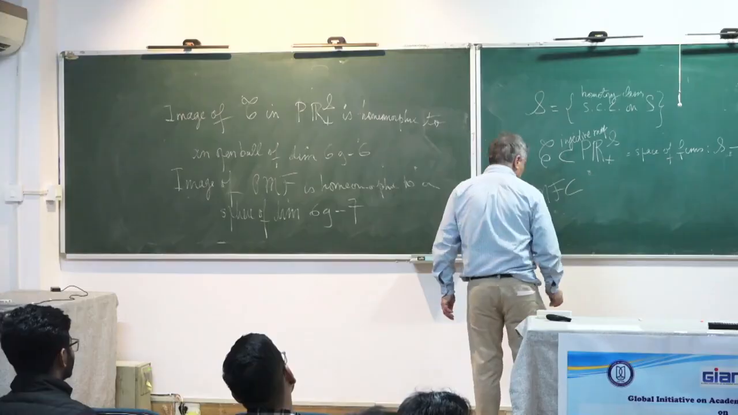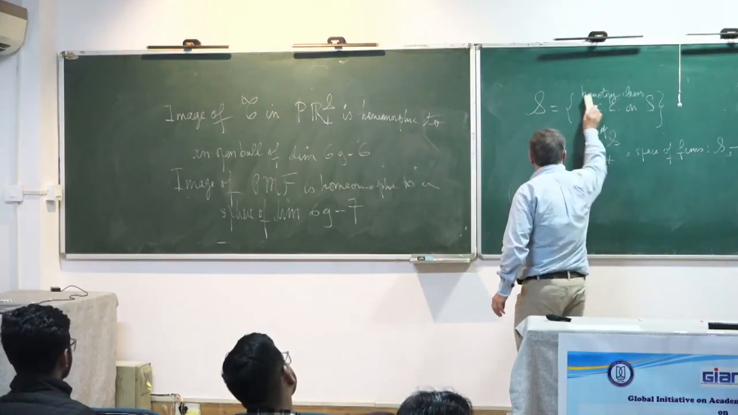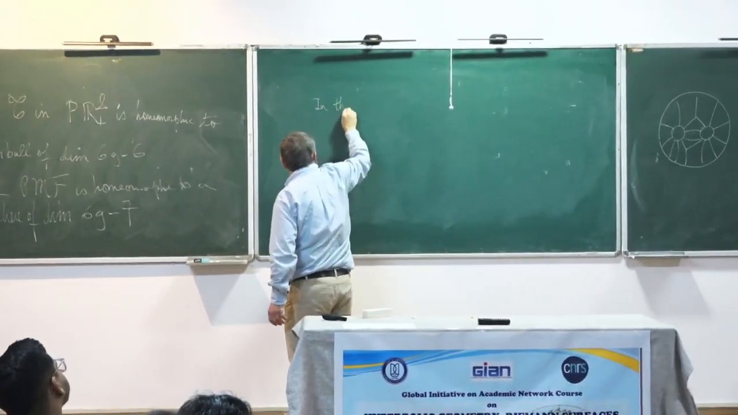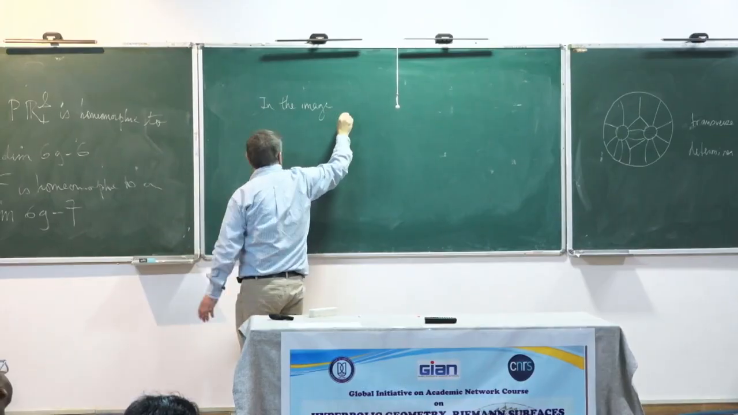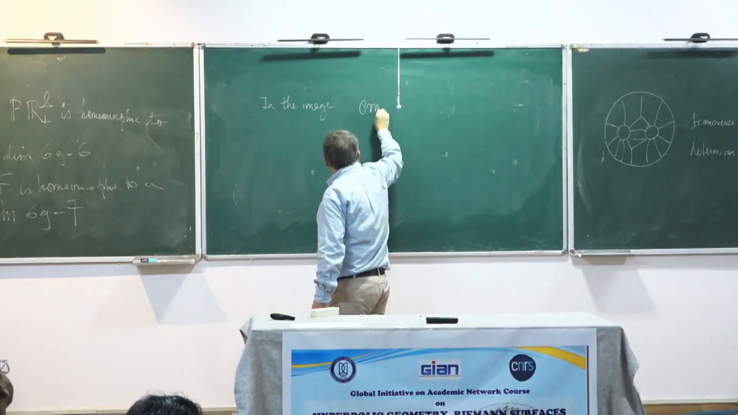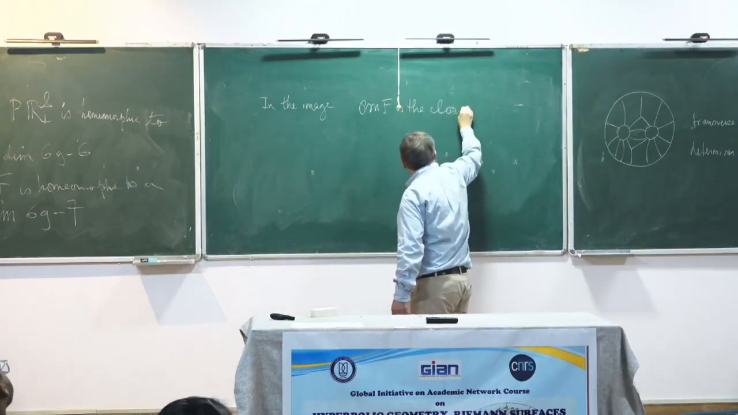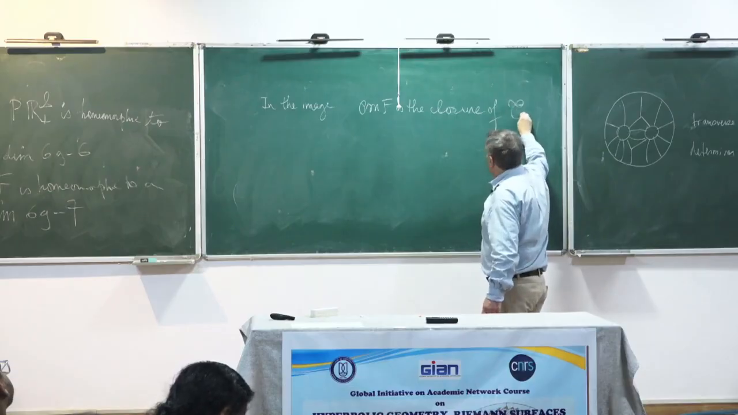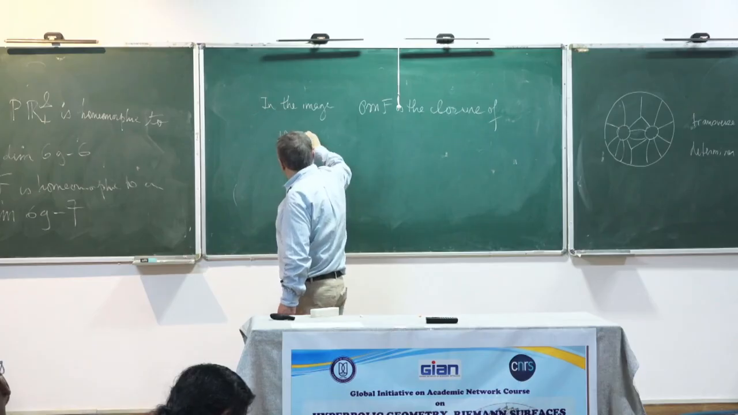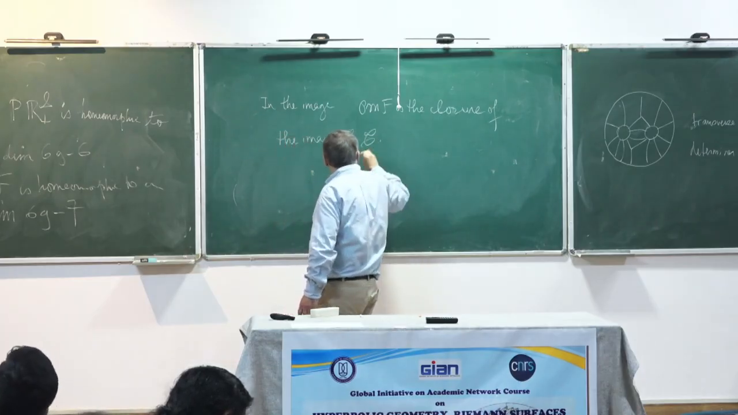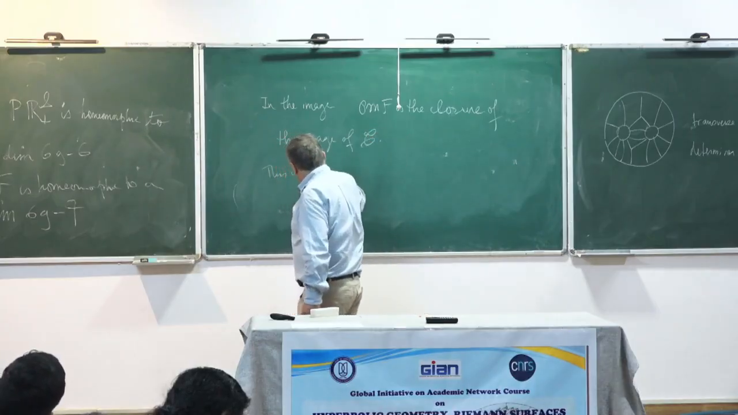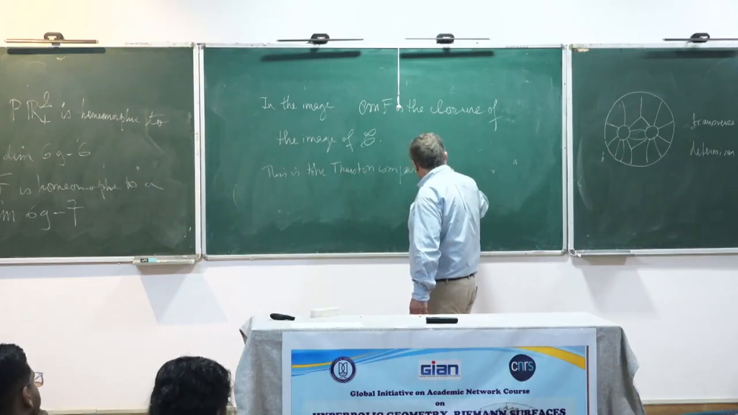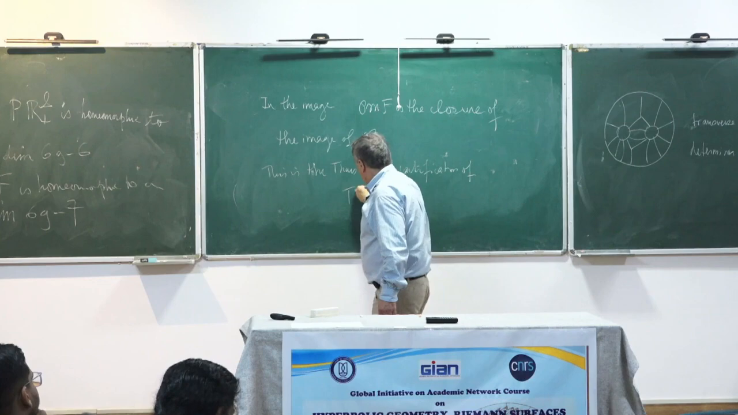Okay. And in this image, PMF is a closure, in the sense of general topology, of the image of T. So this is the Thurston compactification of Teichmüller space.